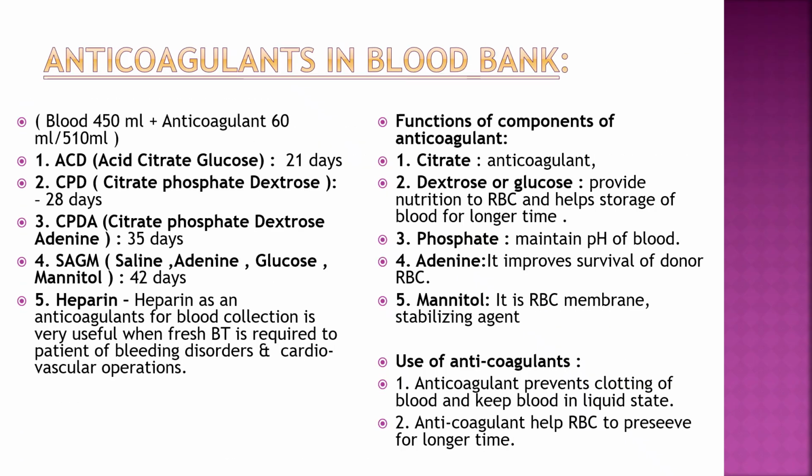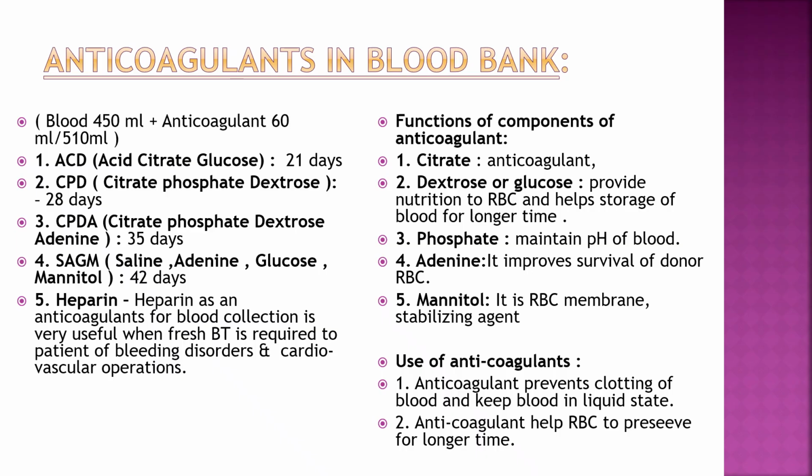Blood bank. First it was ACD, that is acid citrate dextrose. Then it was CPD, that is citrate phosphate dextrose, and now what is used is CPDA, that is citrate phosphate dextrose adenine, or sometimes SAGM, that is saline adenine glucose mannitol. Now we'll see the functions of each component. Citrate acts as an anticoagulant. Phosphate acts as a buffer. Dextrose gives nourishment to the RBCs so they can be kept for more days. And mannitol is an RBC membrane stabilizing agent.